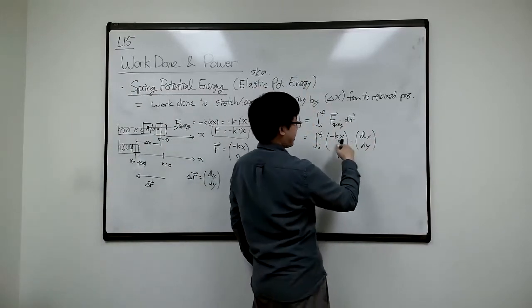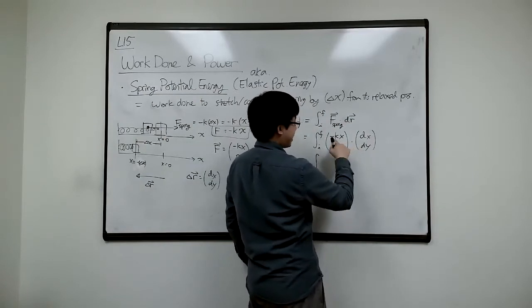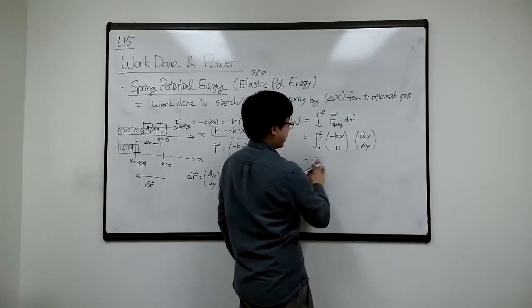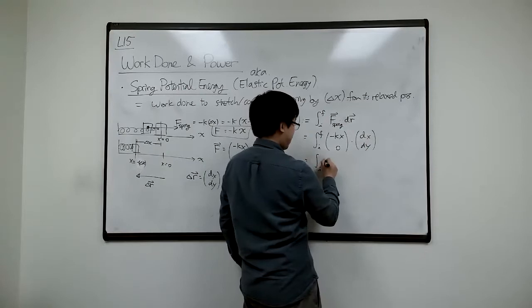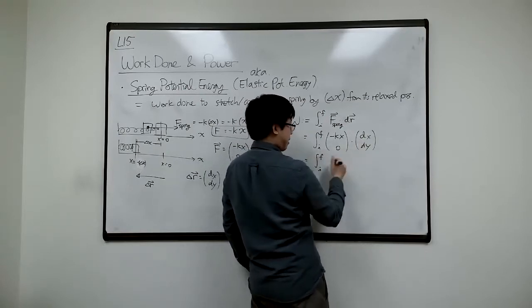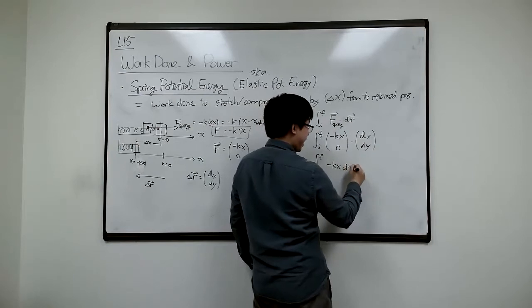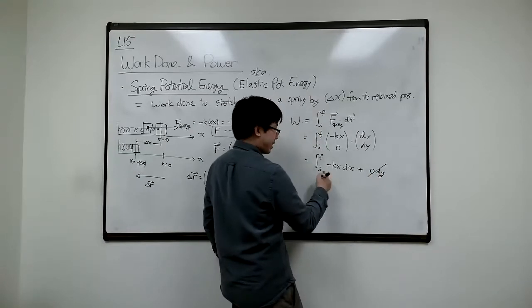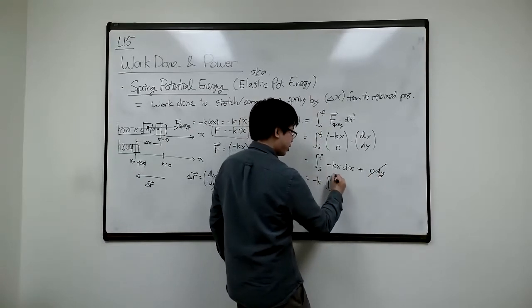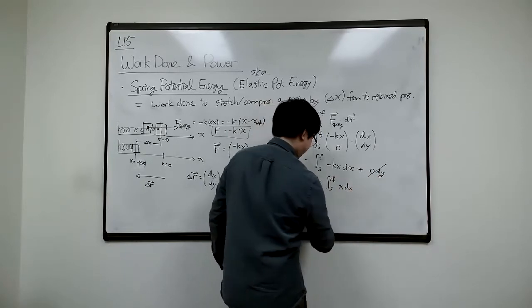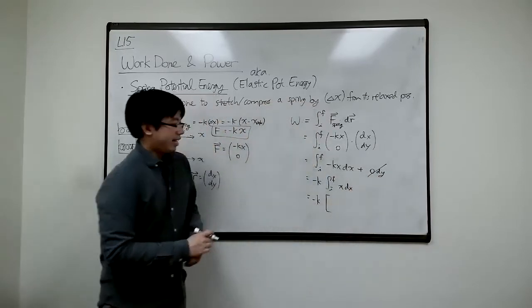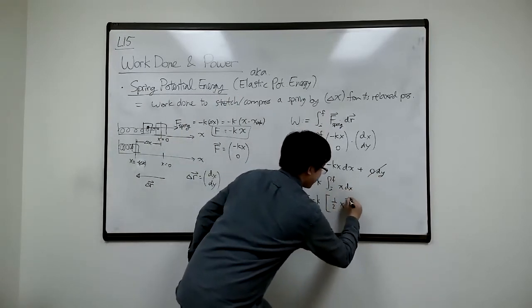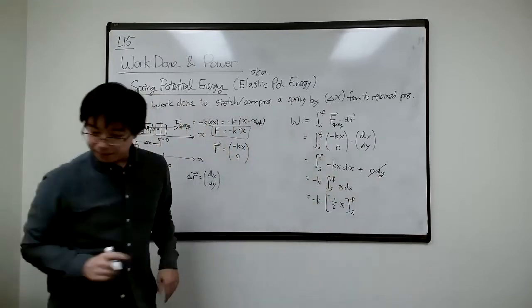We see this k is a constant. I can pull out the minus k. Let's do the dot product first. For the dot product, this times this, I have minus kx dx plus 0 times dy, which is just 0. Now minus k is constant, so I can pull that out. Initial to final, x dx. Integrating this, 1/2 x squared from initial to final.